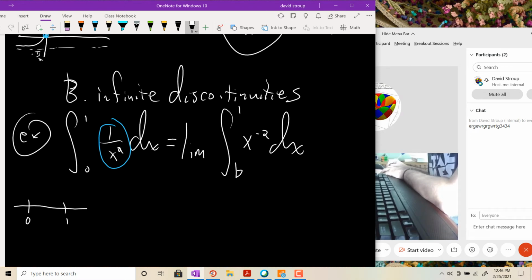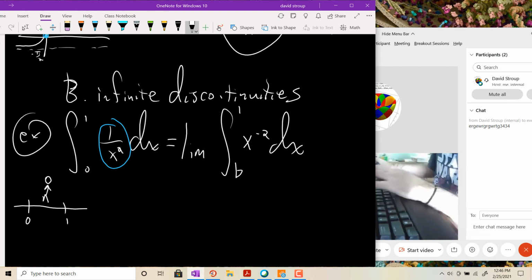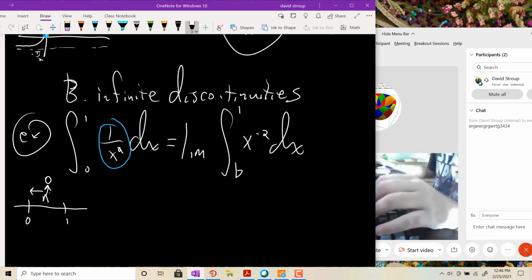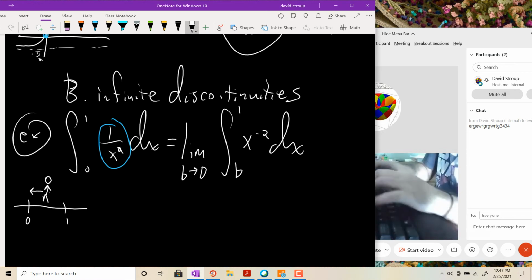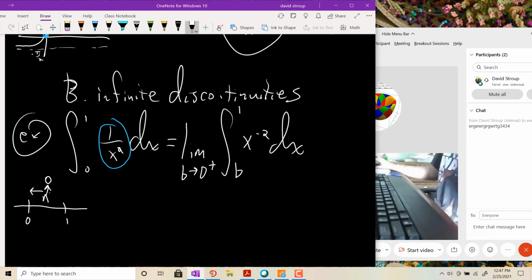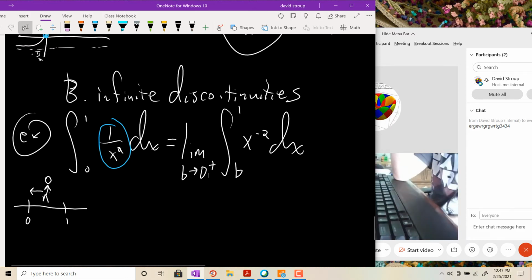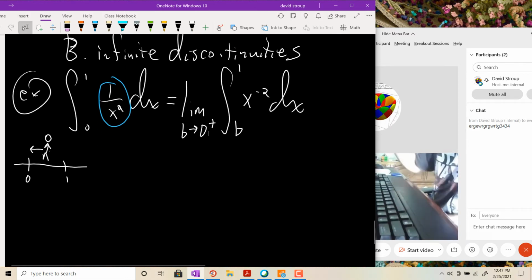The only issue is there's an approach to deal with. You can imagine you're standing in this interval from 0 to 1, and for our limit, you're going to be going either to the right or to the left, depending on where the discontinuity is. I'm going to be running towards 0, so I'm going to be taking the limit as b goes to 0 from the right. You have to include that part, and a lot of students won't do that, but you need to include that.